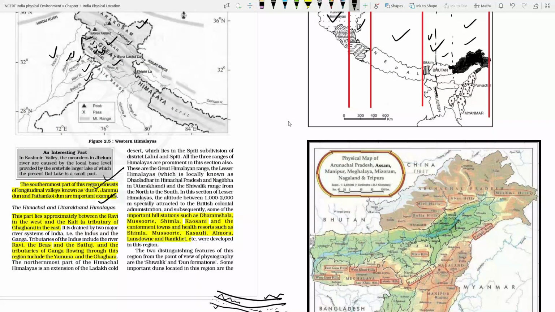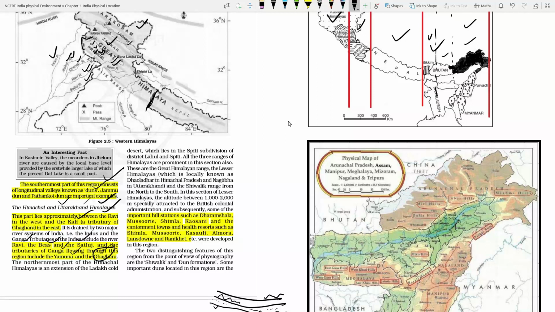Himachal and Uttarakhand Himalayas. It starts from the Ravi river to the Kali river. The Kali river forms the boundary between India and Nepal, and this Ravi river you might be knowing. I have shown it till now. This you can say is the Ravi river. So from the Ravi river till this Kali river, here the Kali river is there. The division, those will be called Himachal and Uttarakhand Himalayas. It is drained by the Ravi, Byas, Satluj rivers, along with certain tributaries of the Ganga, Yamuna and Ghagra.